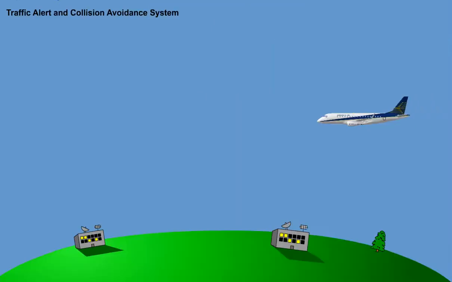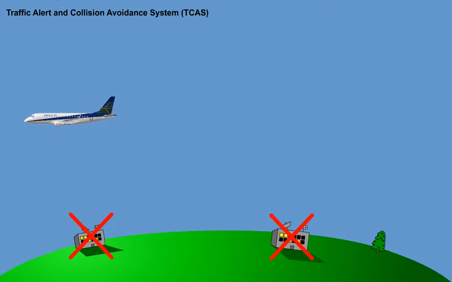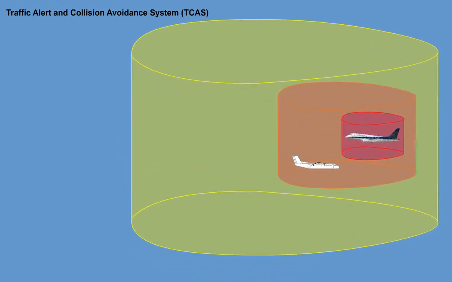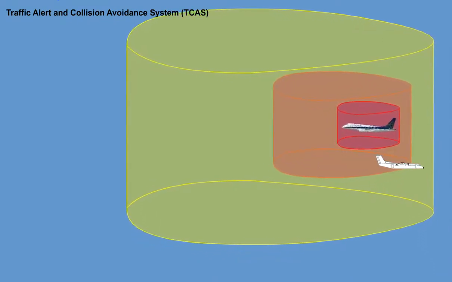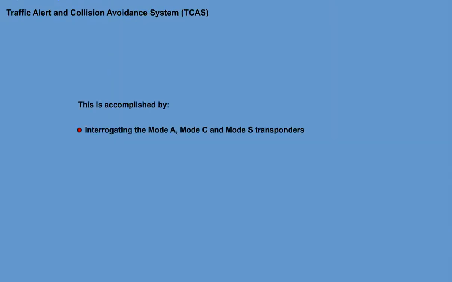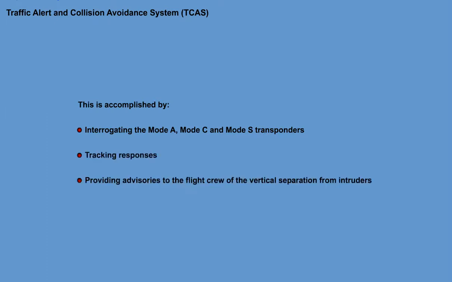The Traffic Alert and Collision Avoidance System, TCAS, is an independent airborne system which does not rely on air traffic control for control or coordination. It detects unsafe traffic conflicts with other transponder-equipped aircraft and assists the flight crew in avoiding intruders inside a protected airspace. This is accomplished by interrogating the Mode A, Mode C, and Mode S transponders, tracking responses, and providing advisories to the flight crew of the vertical separation from intruders.